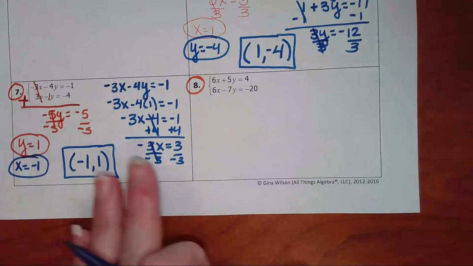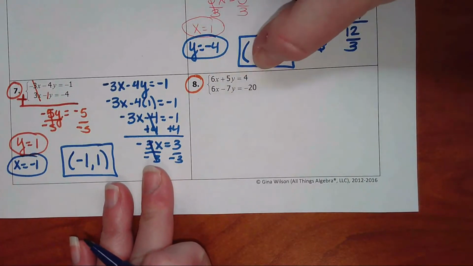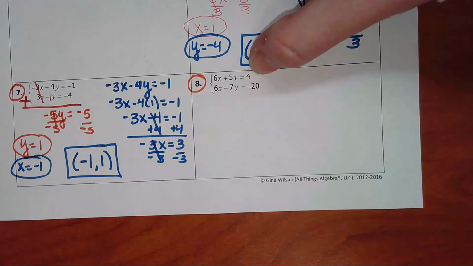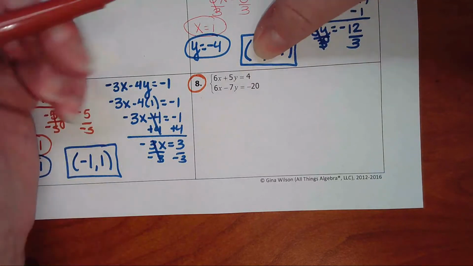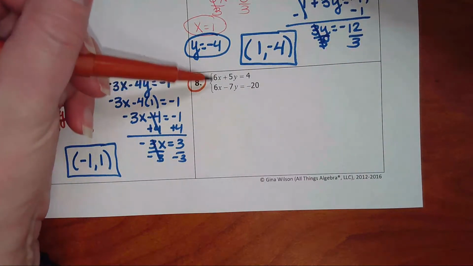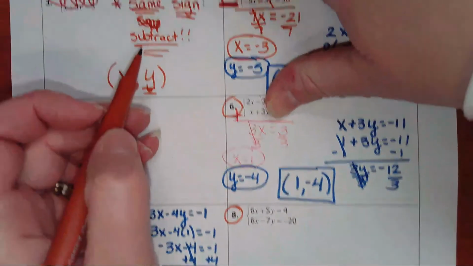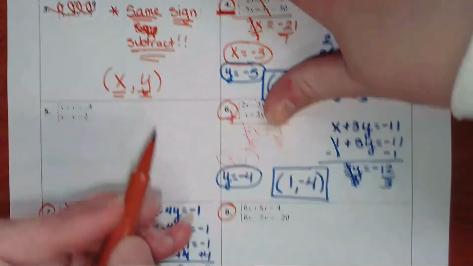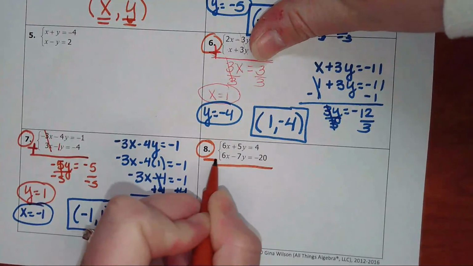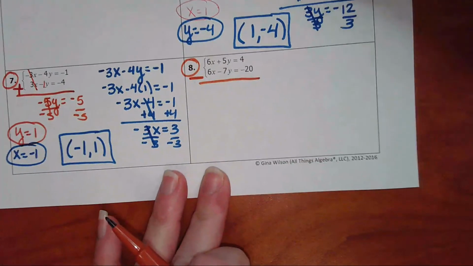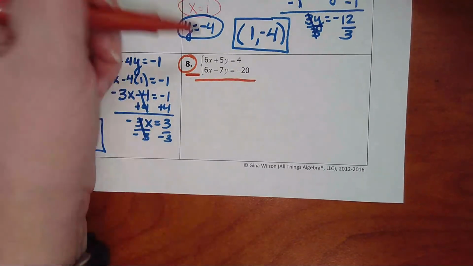Last one. We have 6x plus 5y equals 4 and 6x minus 7y equals -20. So my x's match up, and they are the same sign. They're both positive. So if they're same sign, you subtract. So I draw my line and my massive, obnoxious subtraction sign, so I know I'm subtracting.